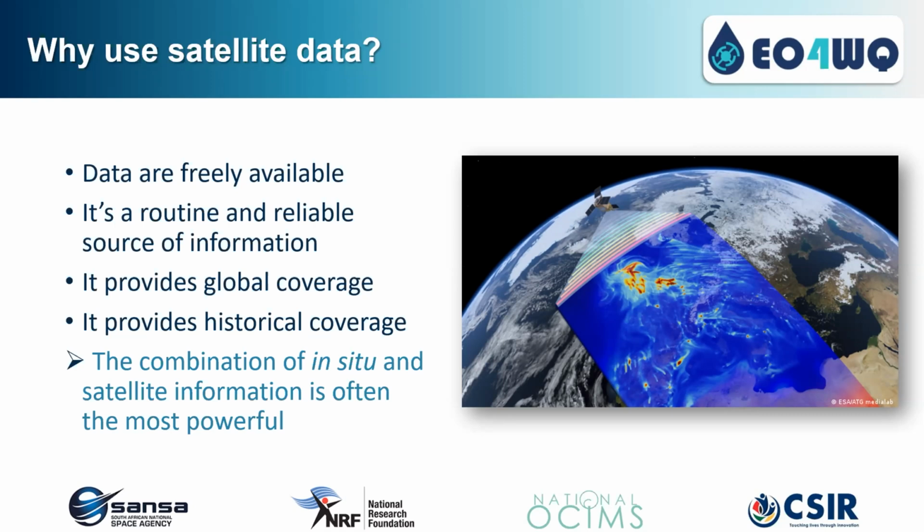It also provides global coverage, covering a much larger spatial scale than is possible with point measurements. And it also provides historical coverage, or at least back to 2015, if we're only talking about the Sentinel satellites. Usually you find if you combine the accuracy of in situ measurements and the increased spatial and temporal coverage provided by the satellites, you have the most powerful combination.